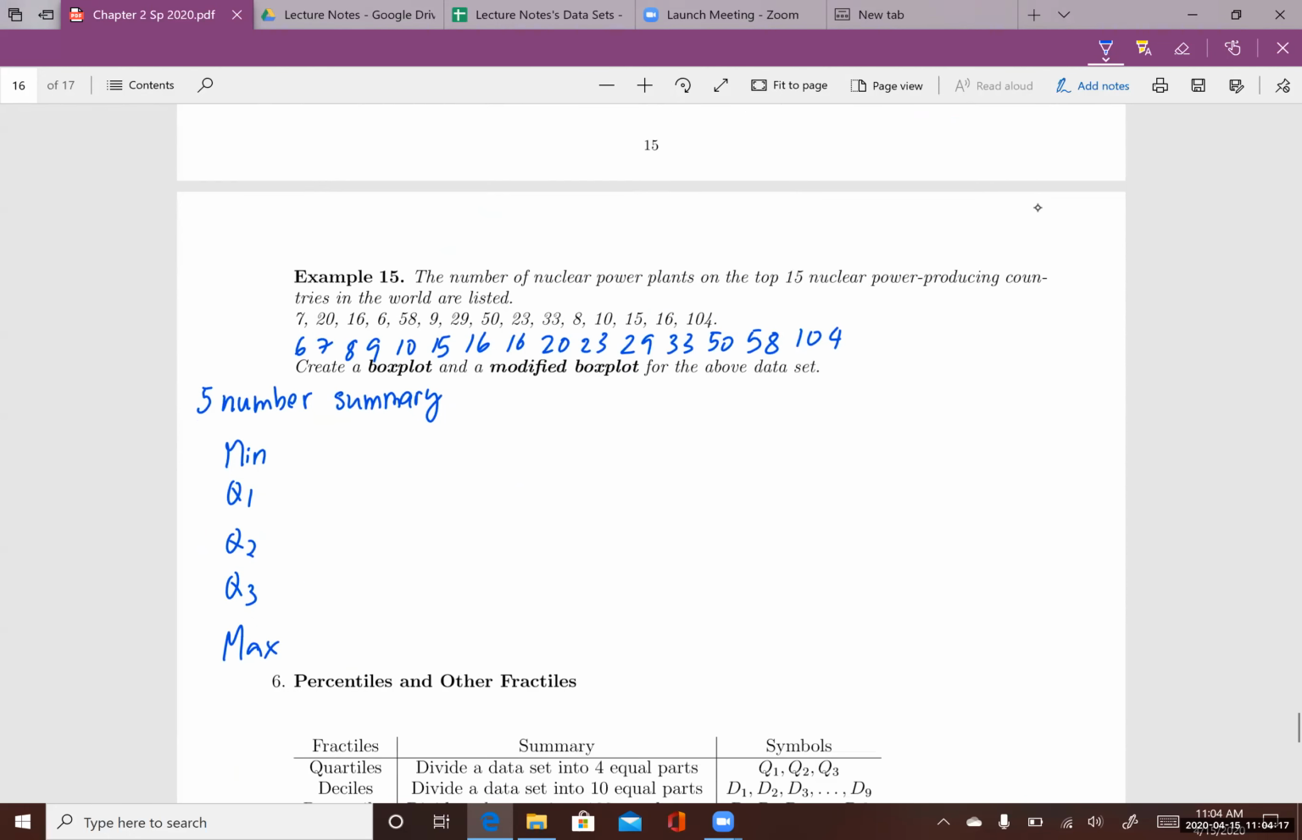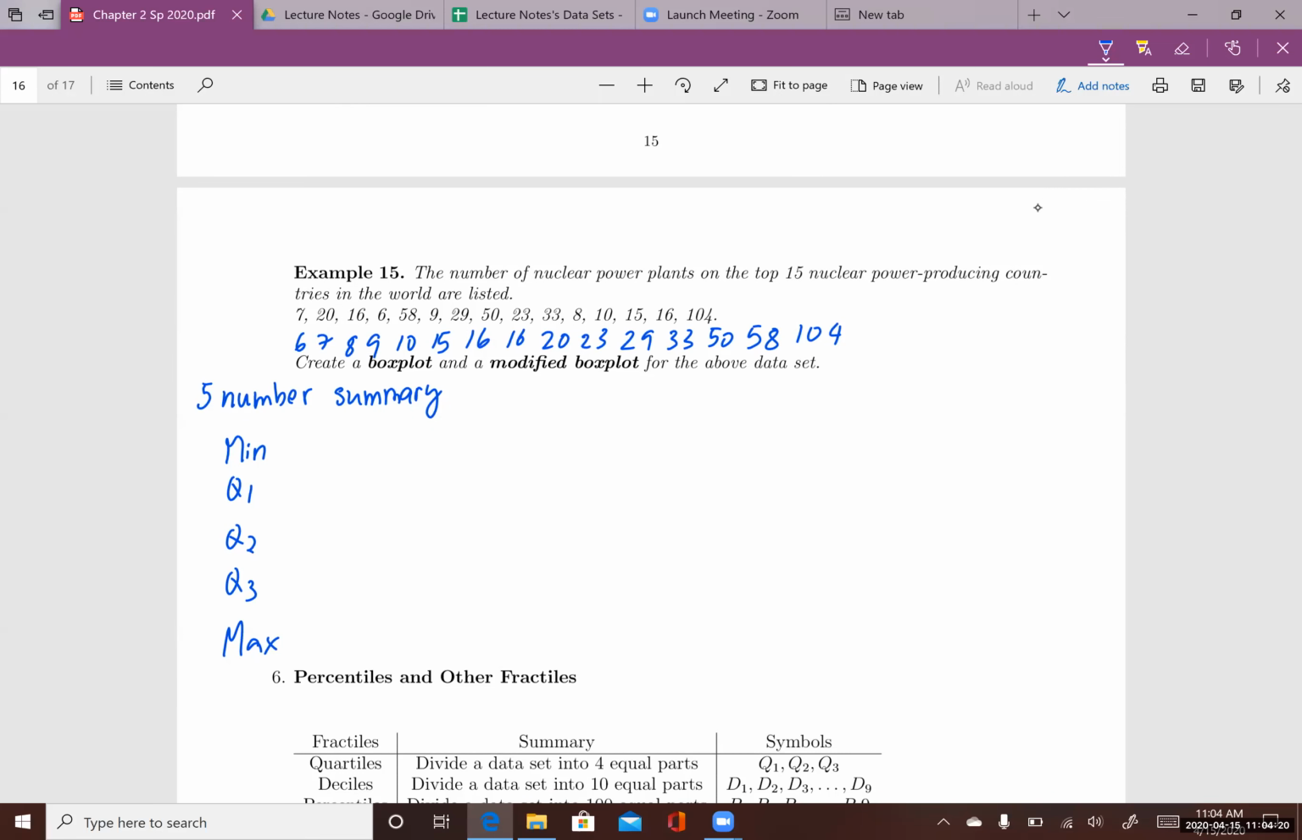How about if we look at this example and try to create the two different box plots here. This example represents the number of nuclear power plants in the top 15 nuclear power producing countries around the world. First, in order to create a box plot or modified box plot, you need to have the 5 number summary. So first I order the data in ascending order, and using this ordered data, I know this is my minimum value and this is my maximum value. So min is 6, max is 104.